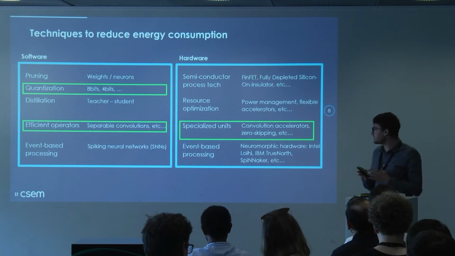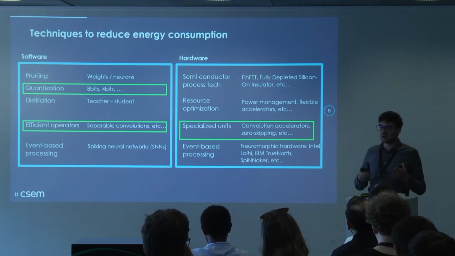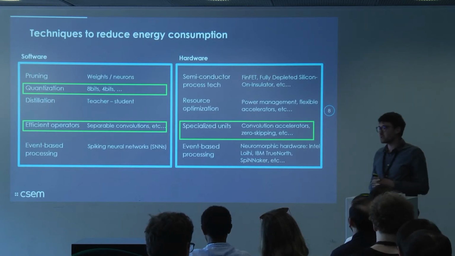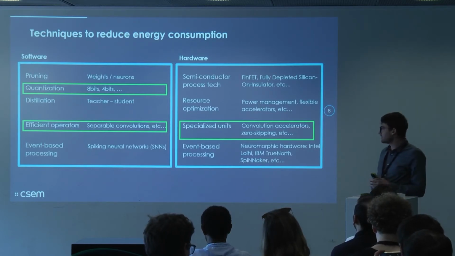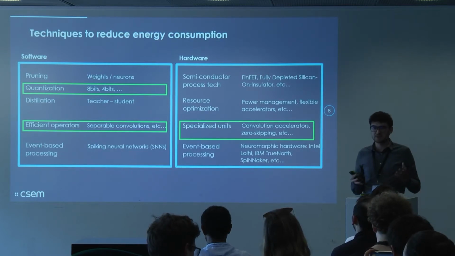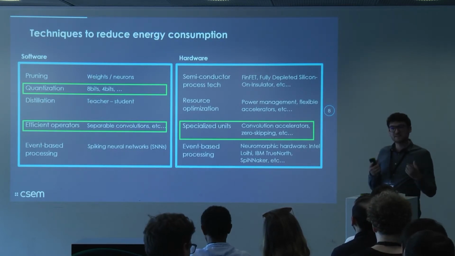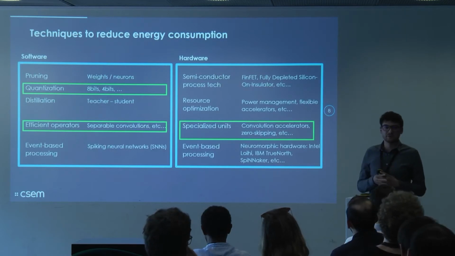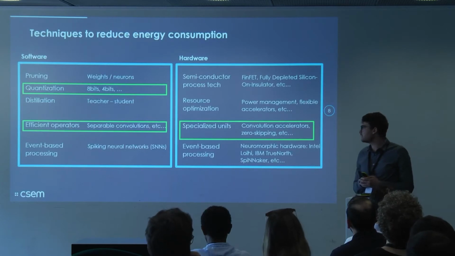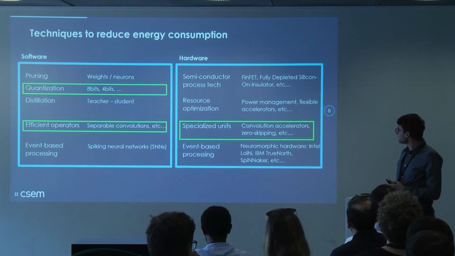Efficient operators, like separable convolutions, are optimized operations in the network that try to reduce the computational complexity or the size of the weights. And finally, event-based processing, like spiking neural networks, uses sparse data representation to further save energy, because if you have sparse data, then you don't need much computation.